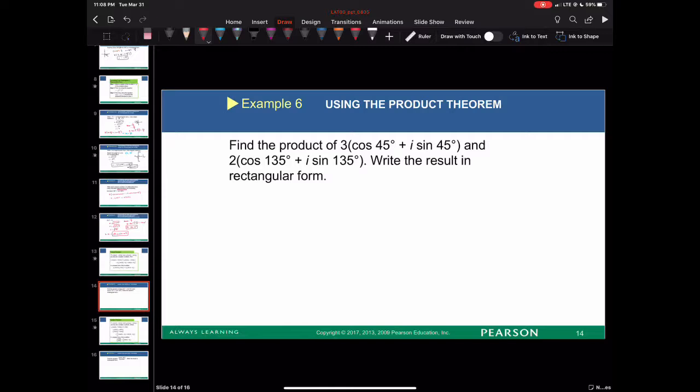So if you remember, we need to first do what? We want to multiply our r's. So it's 3 times 2, right? Now it's times the cosine of 45 plus 135, both of them degrees. Then it's plus i sine of 45 plus 135, and both of these are degrees.